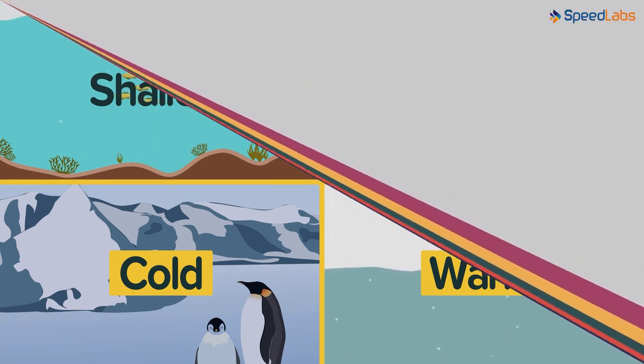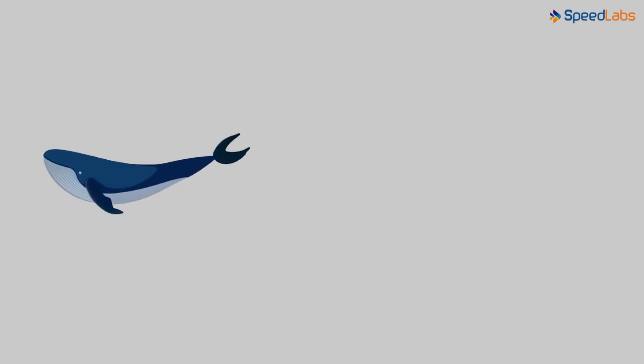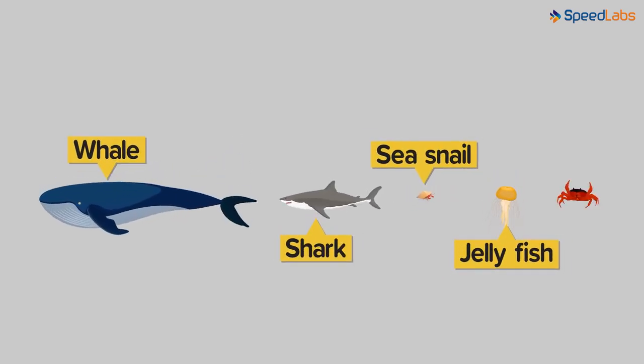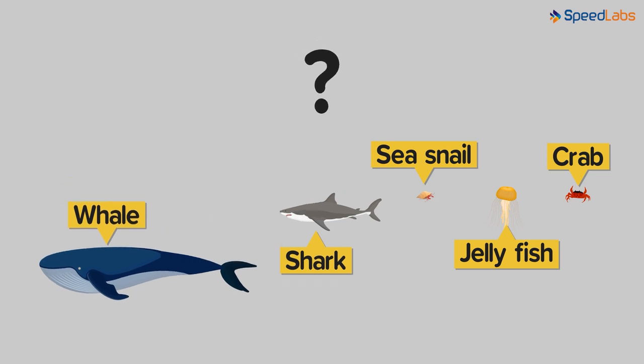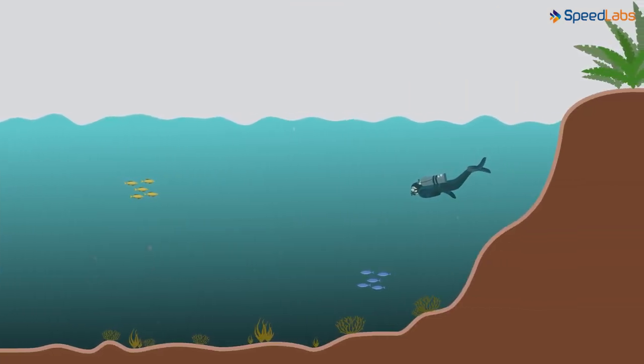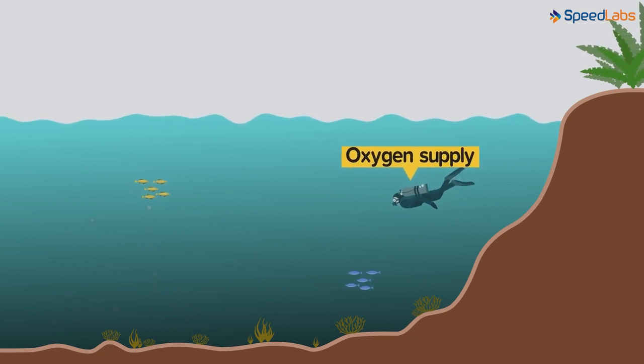A variety of animals dwell in such water bodies. Right from huge whales and large sharks to small sea snails, jellyfish and crabs, a variety of organisms are found. So what kind of adaptations are seen in these animals to live and swim efficiently? How do they adapt? To understand this, think about what we need to do in order to swim underwater. We have to be well equipped with an uninterrupted oxygen supply.